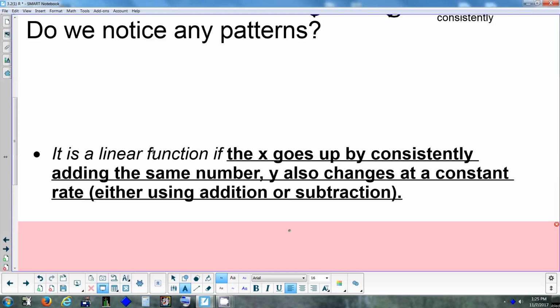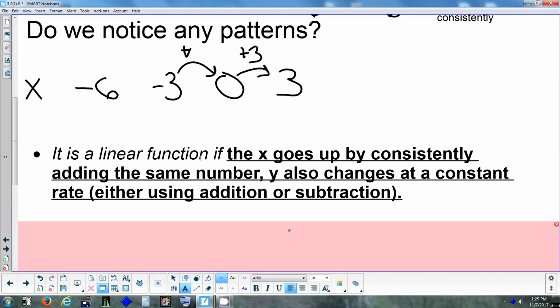So don't get confused if you have like -6, -3, 0, 3. Say these are our x's, right? What's happening to those x values? Even though we started with a negative, what's happening? Sophia, do you see the pattern? If you're not sure, look at the positive numbers. Look at from 0 to 3, what's happening? It's going up. By how much? 3. Plus 3. Same thing's happening here. Plus 3. Negative 3 plus 3 is 0. Same thing's happening here. I'm adding 3. Negative 6 plus 3 is negative 3. So you could have a situation where you're starting with negatives. It's okay. As long as the x's are increasing, you're all right.